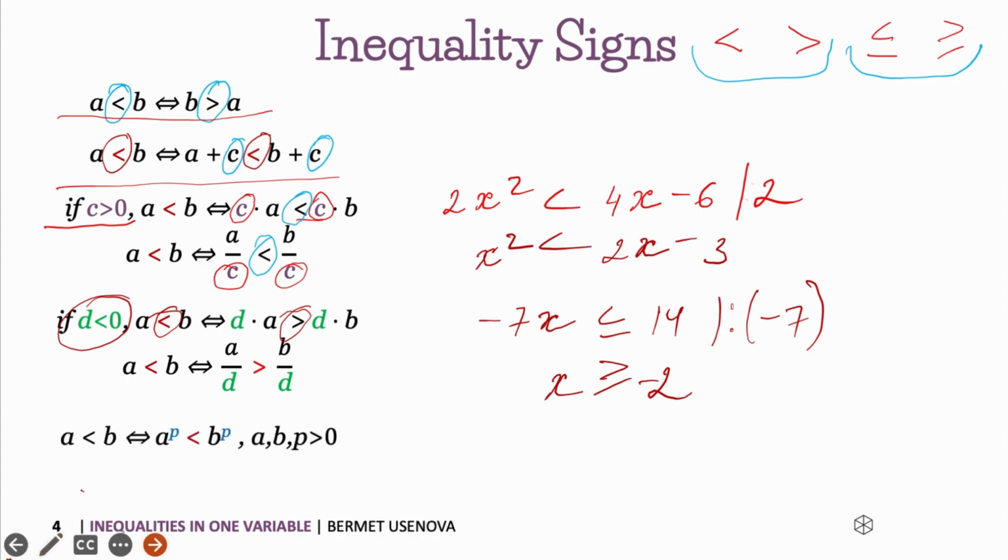In the last part, if we raise both sides of an inequality to a positive power, then the sign remains the same. It doesn't change. So, for example, we have x greater than or equal to 9. Then if we decide to square both sides, the sign will remain the same.